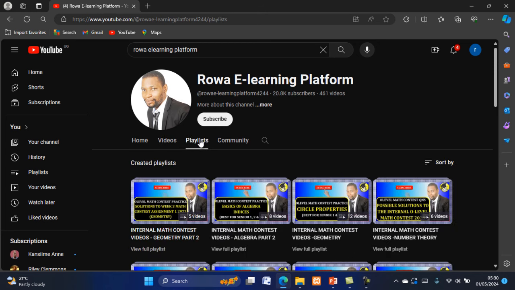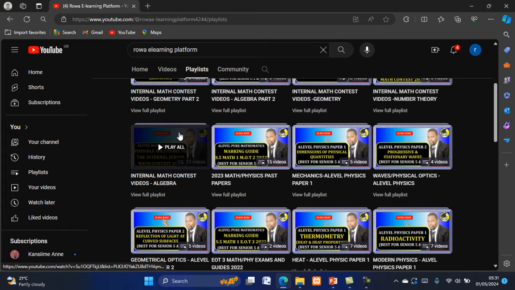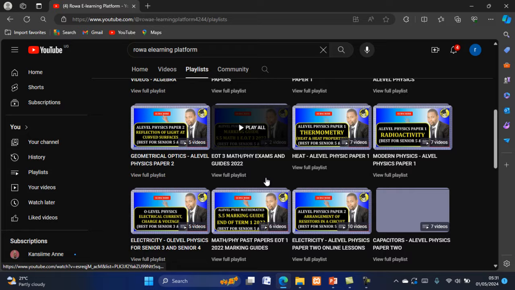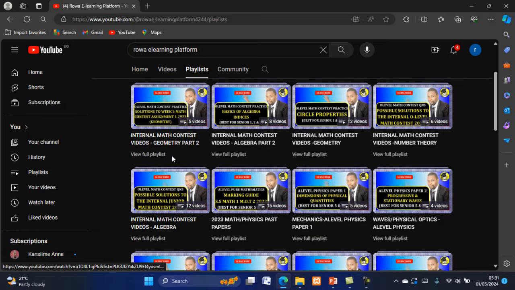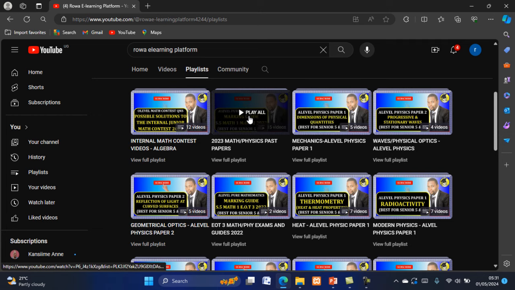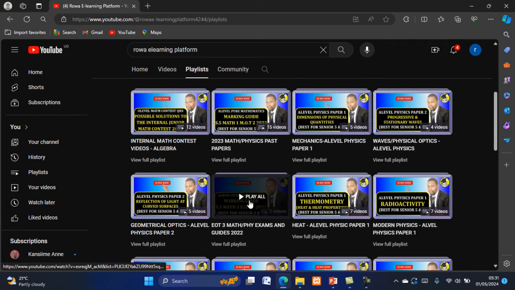Playlist is like, in your ICT, you covered what we call folders where files are kept. Here, a playlist is like a folder where videos are kept. These are different folders, but they are still disorganized. You can see here, for example, math contest, then you go to physics, then health participants. So they are not well organized.